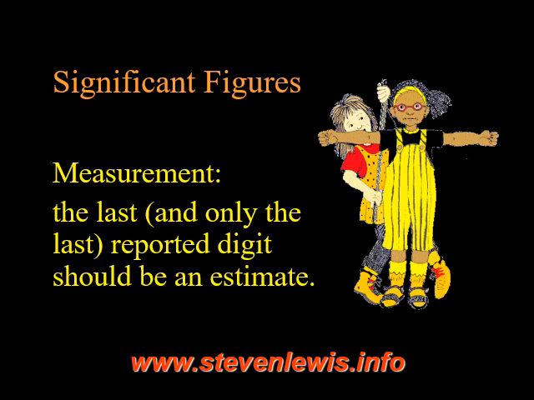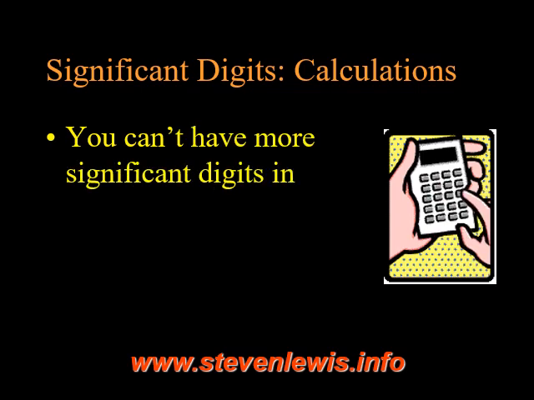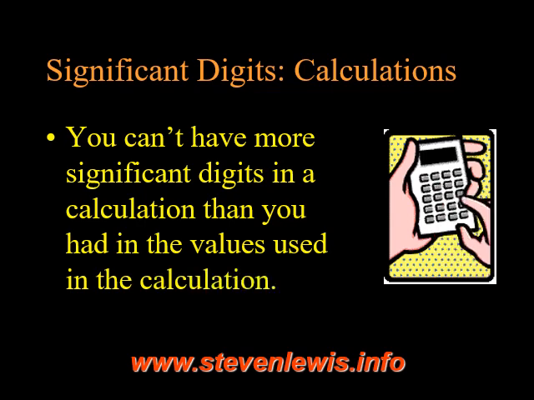Now let's take our measured values and use them in calculations. When you crunch measured values, you can't have more significant digits in a calculated value than you had in the least of the measured values used in the calculation. Let's do some examples.